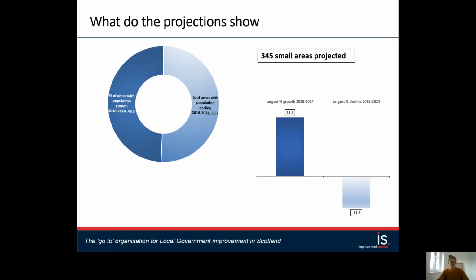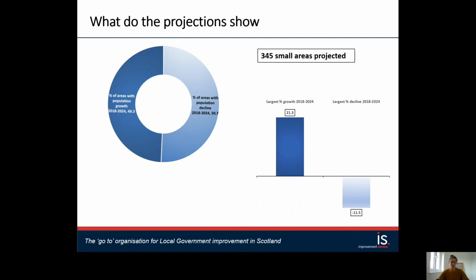In these next two slides, we're just going to give you a little bit of a run through of what the projections actually show. So at the moment, we're just focusing on the whole of Scotland. So looking at those small areas across all 32 councils and what they show in terms of the change in population. There was a total of 345 small areas projected in this project, and around half of them are expected to see an increase in their population between 2018 and 2024, whereas around the other half are expected to see population decline over that same period.